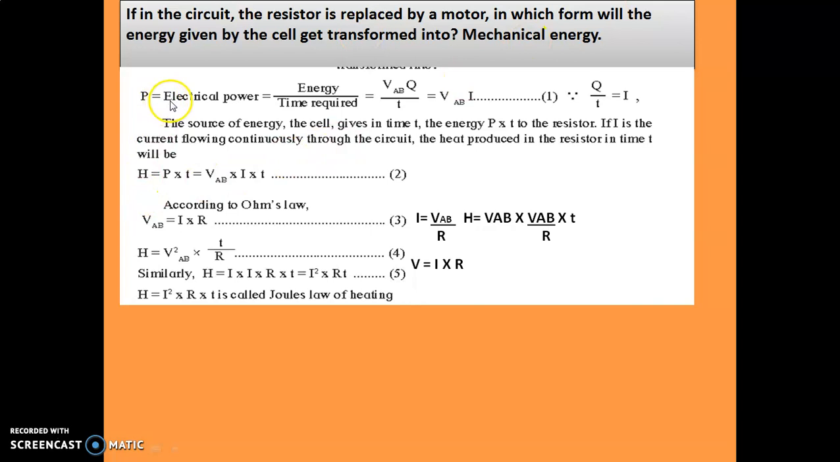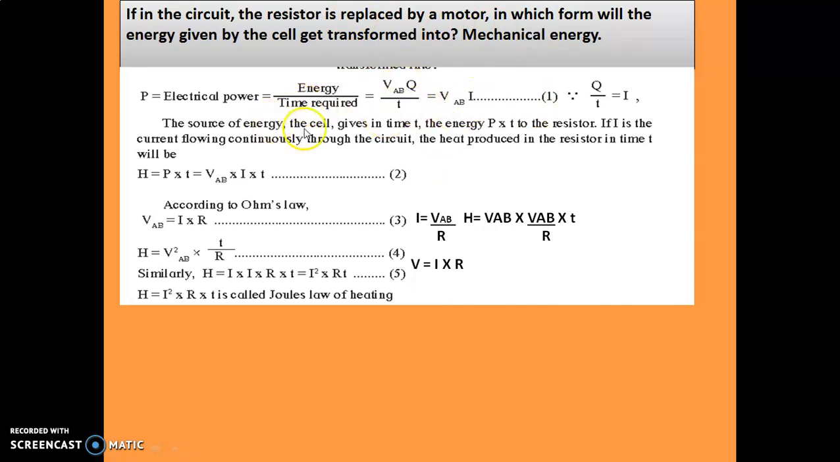P, which is represented as electrical power, has the formula energy upon time required. Now energy is V_AB Q and time required is T. Now according to Ohm's law, which we have already studied last year, what we can write is V_AB I, because Q upon T is equal to I. Last year we studied this formula, so you have to remember it: I, the current flowing through the circuit, is equal to charge upon time. So this Q upon T we are replacing by I.